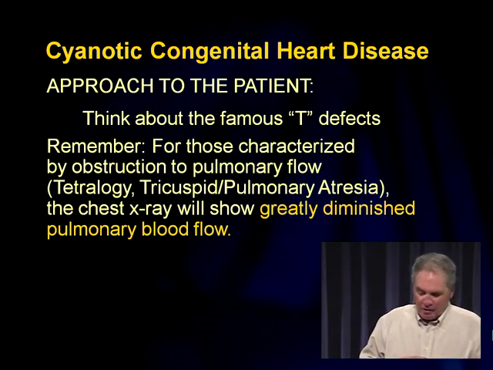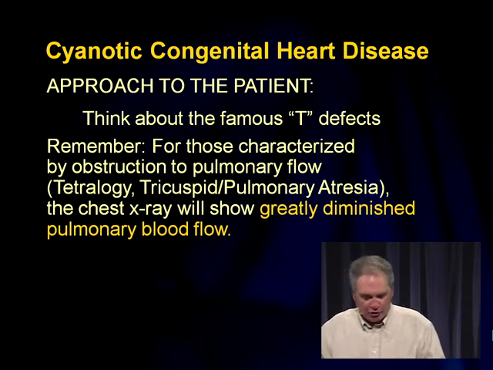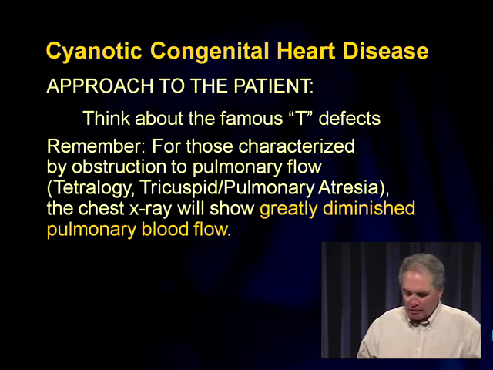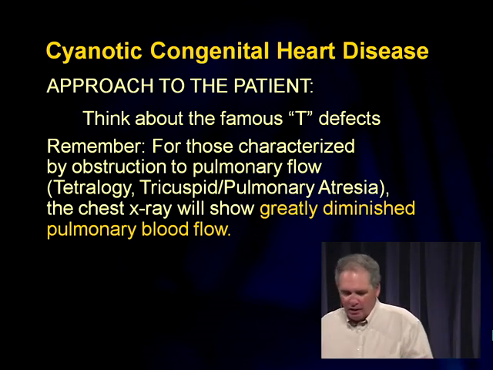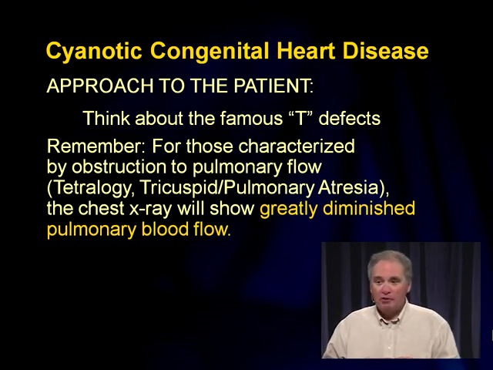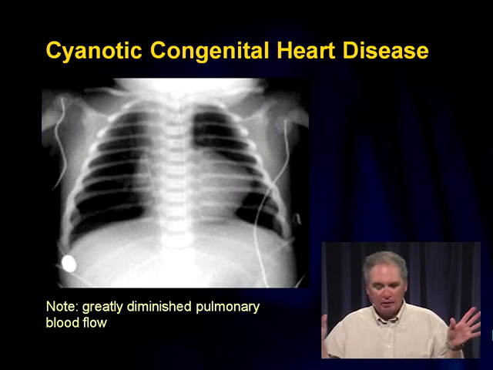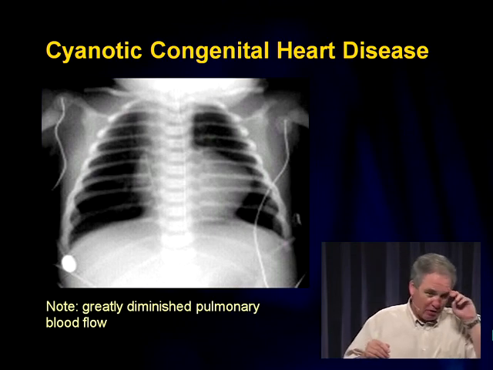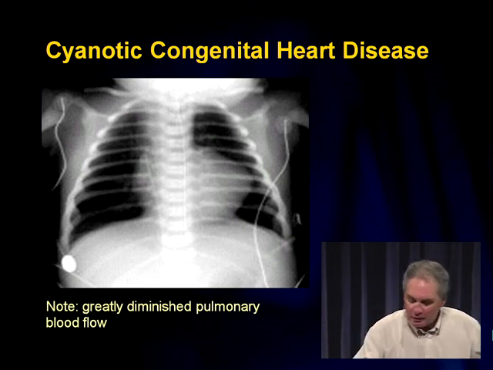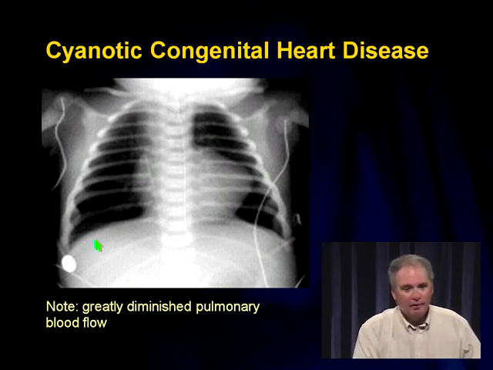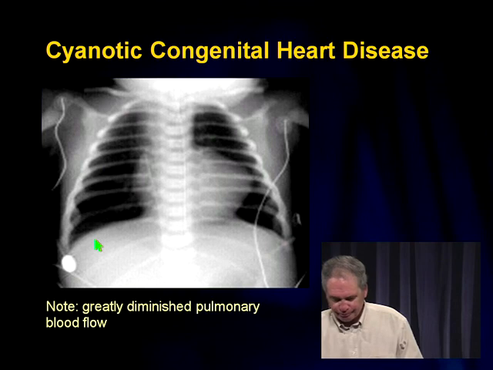Some of the defects are characterized by obstruction to pulmonary flow. So the pulmonary stenosis of tetralogy, tricuspid or pulmonary atresia, blood can't get to the lungs. The chest x-ray will show you diminished pulmonary blood flow. Typical x-ray. So the heart's there. Some of you are asking, is it an egg? Is it a boot? Who cares? Look, very unhelpful in the newborn period, by the way. You know that. Look at the lungs. They're black.